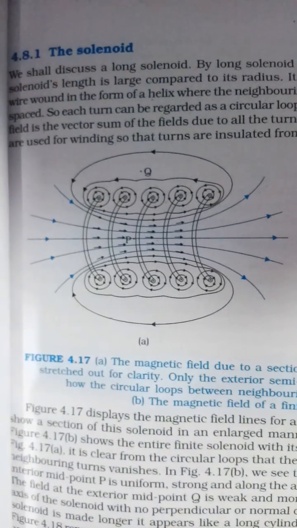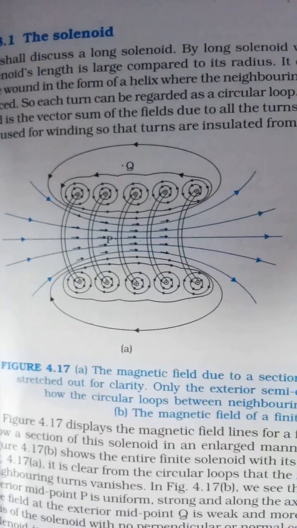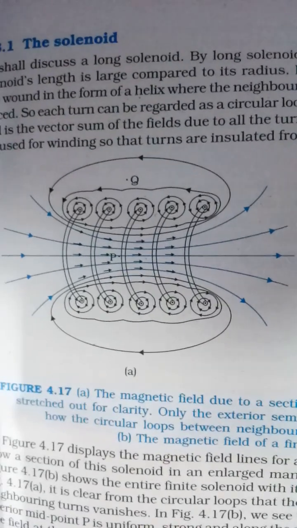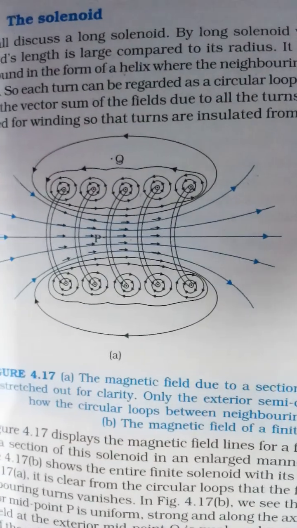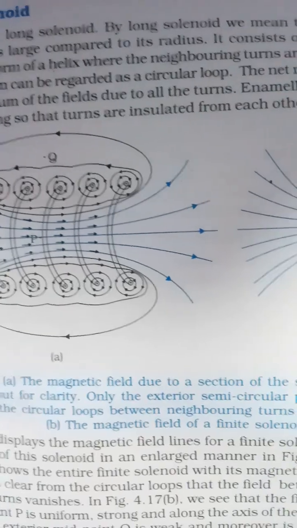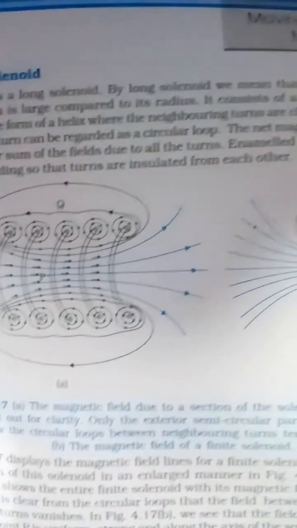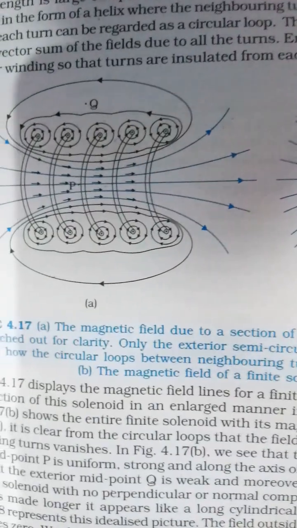Dear physics aspirants, right now I have the solenoid and the toroid. You will see here the solenoid and the toroid are two pieces of equipment which generate magnetic fields. So you will see here the A and B.